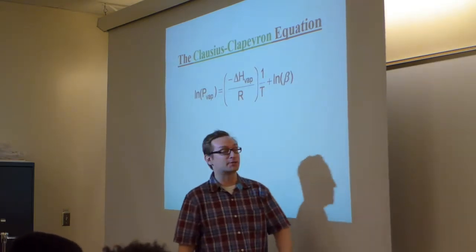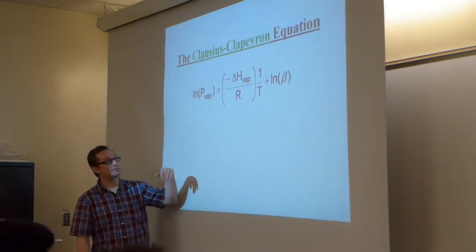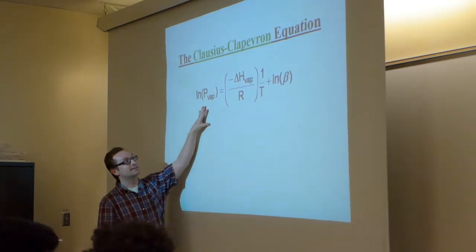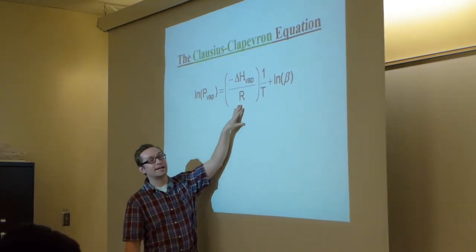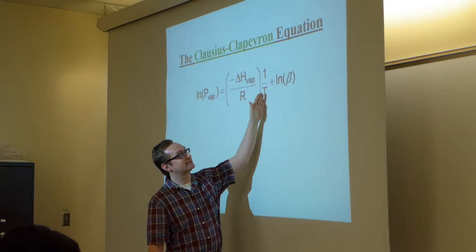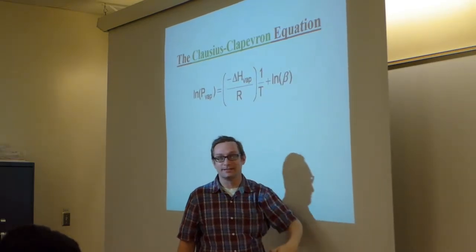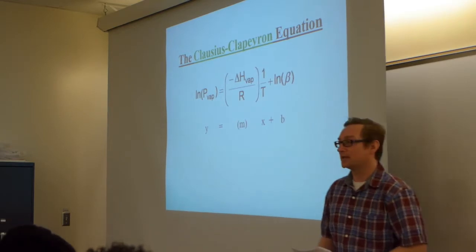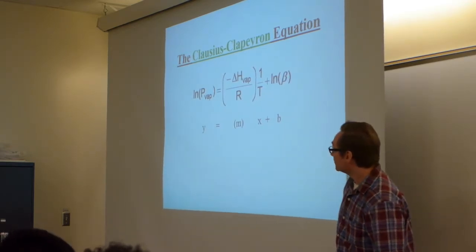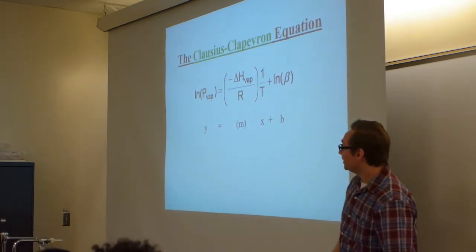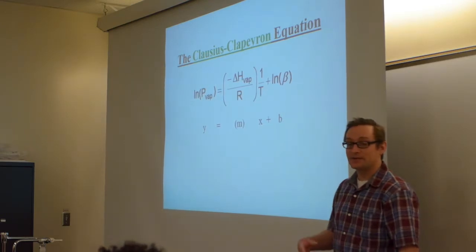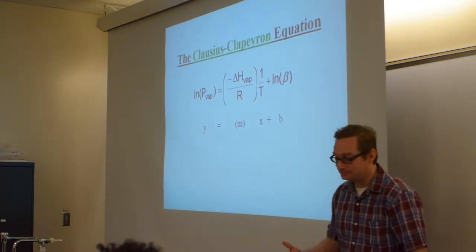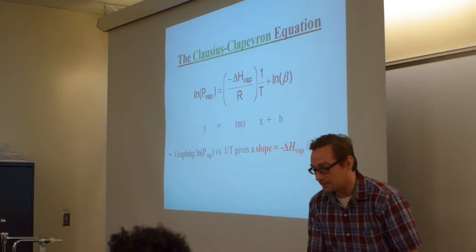So if you look at this equation, do you see how it could be a straight line? Like y is equal to mx plus b, right? So you get this linear function. Y is equal to mx plus b. So the slope is going to be equal to the negative value of the heat of vaporization divided by R, which is the gas constant.